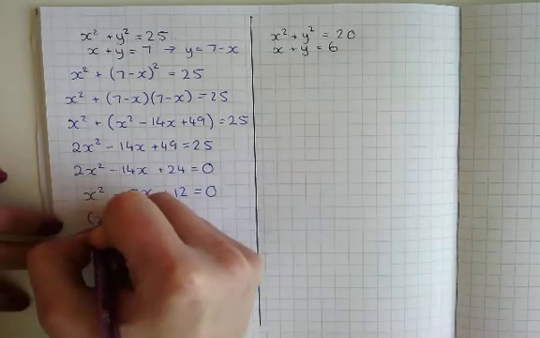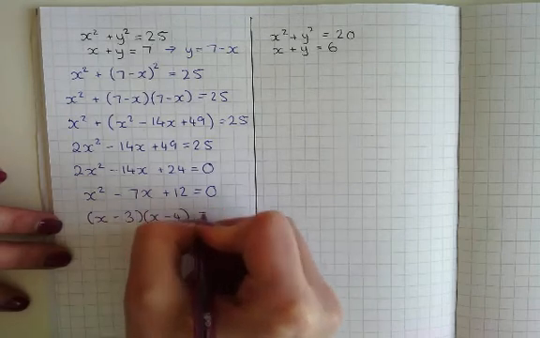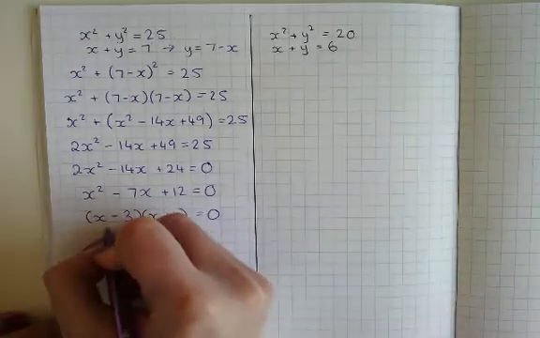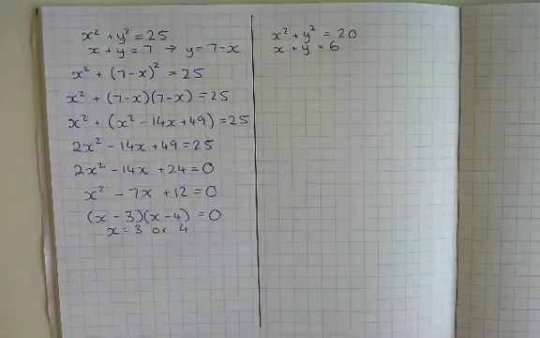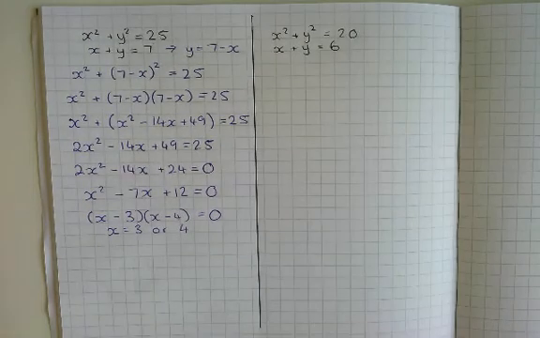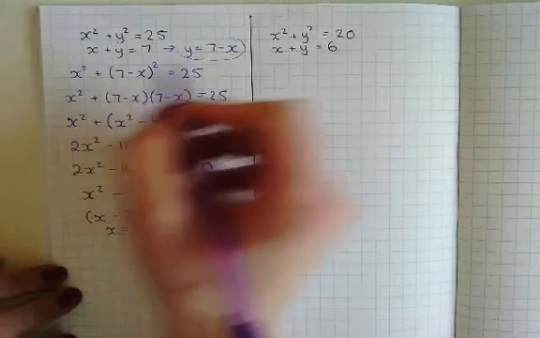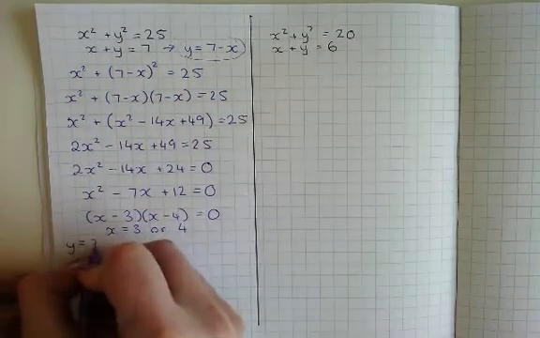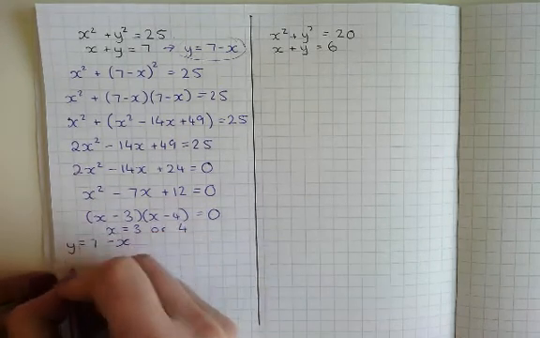I'm going to put it in double brackets. (x minus 3)(x minus 4) equals 0. So then x must equal 3 or 4. Right, once I've got my x values, I can work out the value of y. So I'm going to use this equation here. You could have used any of these, but this is the easiest one. So I'm going to substitute both x equals 3 and 4 into this equation.